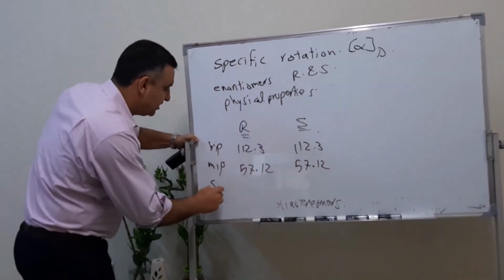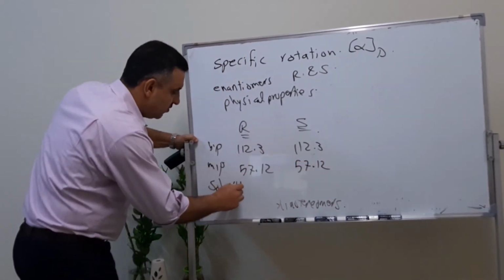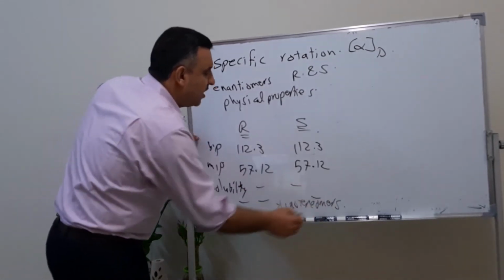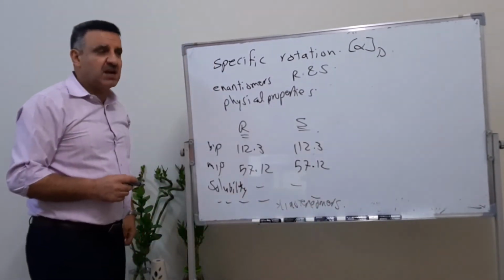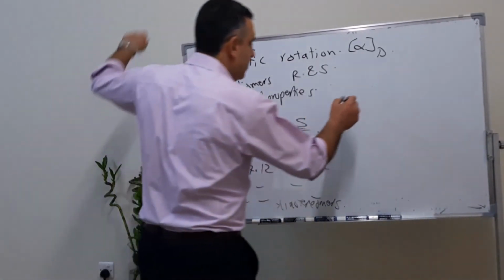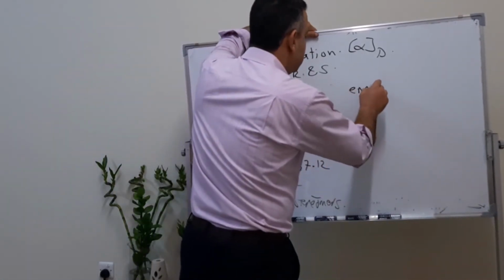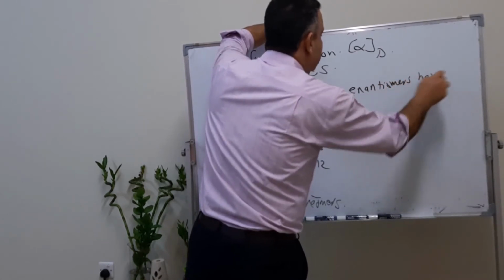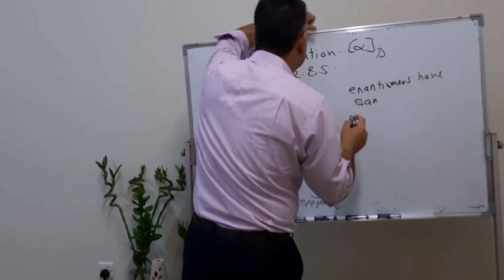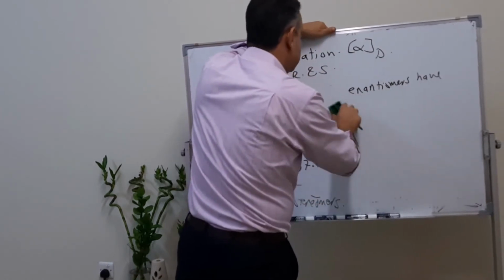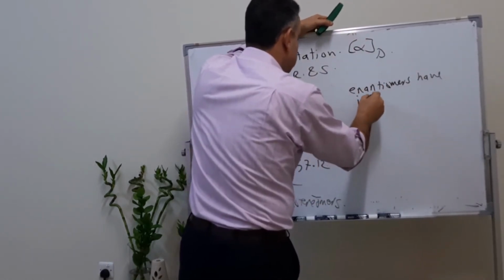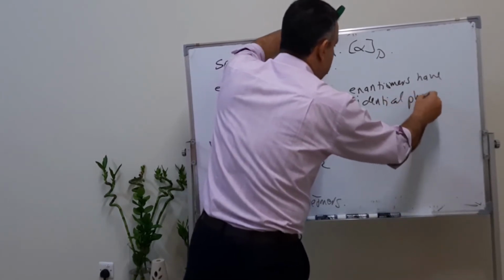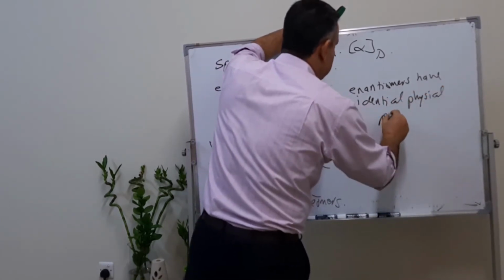Solubility will be the same. Most physical properties are the same. Generally speaking, enantiomers have the same or identical physical properties.